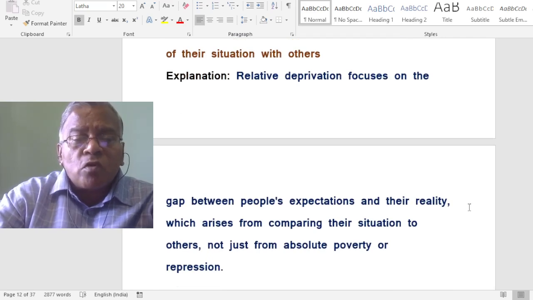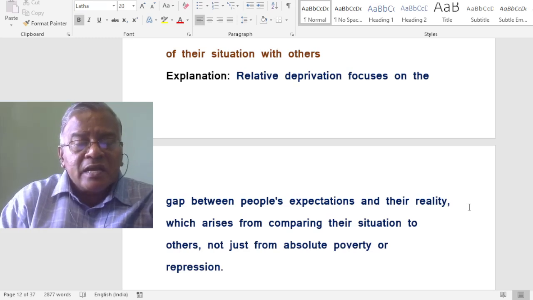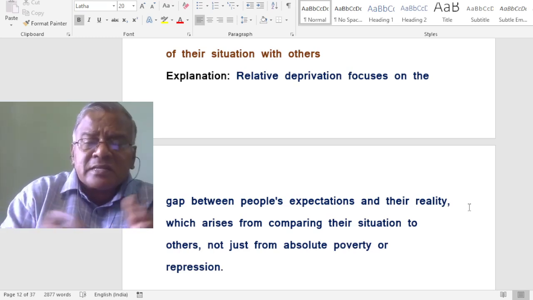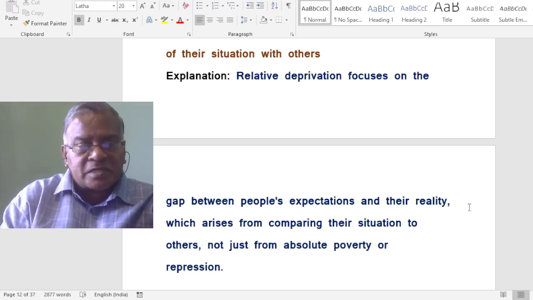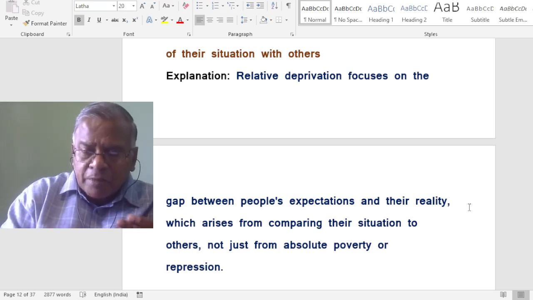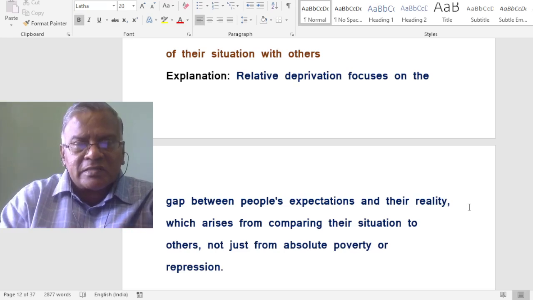Relative deprivation focuses on the gap between people's expectations and their reality, which arises from comparing their situation to others, not just from absolute poverty or repression. They are simply comparing, and then they have the feelings of inequality. That is the idea here.